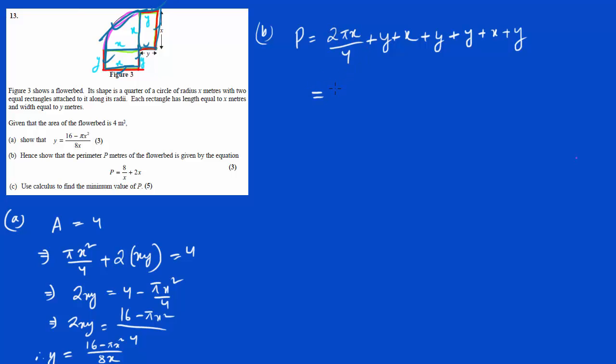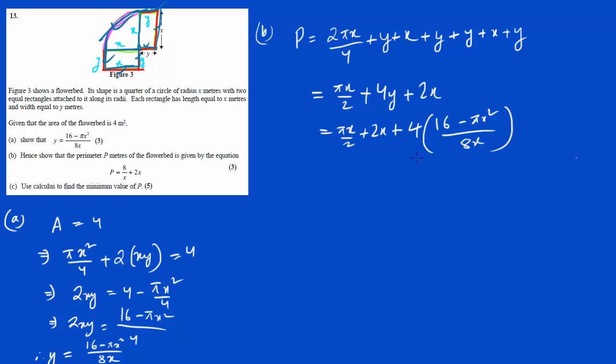So 2 by 4 is half. So pi x by 2. Plus we have y plus y plus y plus y, so 4y, plus twice x. So we have pi x by 2 plus twice x, plus, now 4y, we know an expression for y from the previous sum. 16 minus pi x squared divided by 8x. So let's simplify this. So this 4 and this cancel off. This is 2x. So we can write pi x by 2 plus 2x plus 16 minus pi x squared divided by twice x.